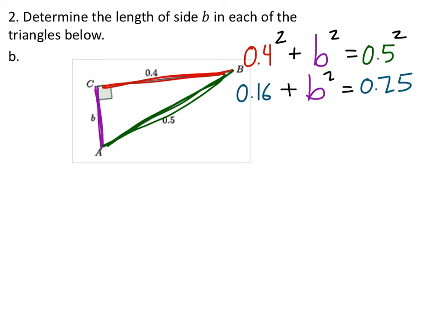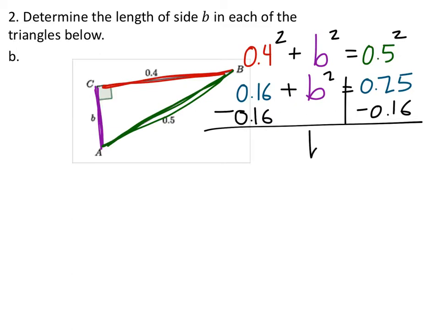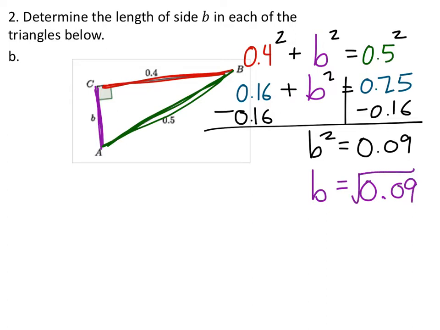So now, this goes back to 7th grade stuff. To solve this equation, I need to subtract 0.16 from both sides. This is called a principle of equality. And when I do, I get b squared equals 0.09, which would be the area of that leg as a square. But we don't want the area, we just want the side length. So I'm going to take that area, 0.09, and square root it. When you put this in the calculator, it gives you 0.3. So the length of side B is 0.3.